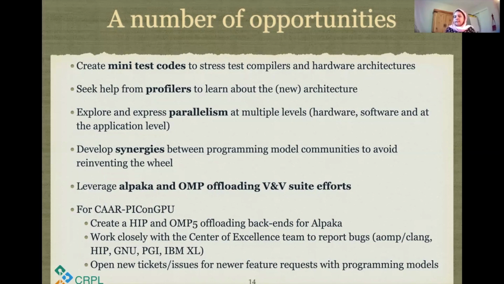Then there is exposing and expressing parallelism at multiple levels: at the hardware level, software level, application level, and programming model. I'm a member of both OpenACC and OpenMP, and we know the politics side of it. But from my standpoint, with a neutral hat on, I keep asking both of them, okay, you have this feature, you have this feature. Can we get them to work together instead of recreating the wheel? Because it doesn't make sense, right?